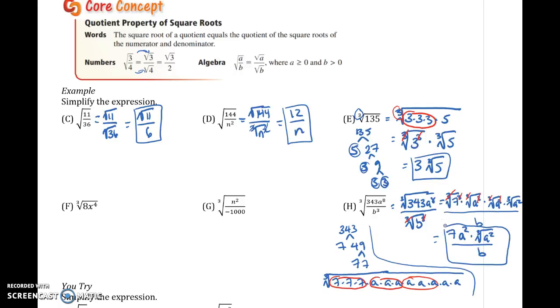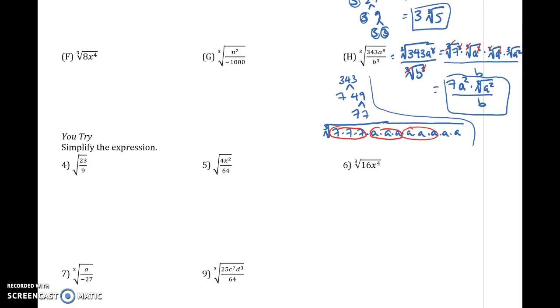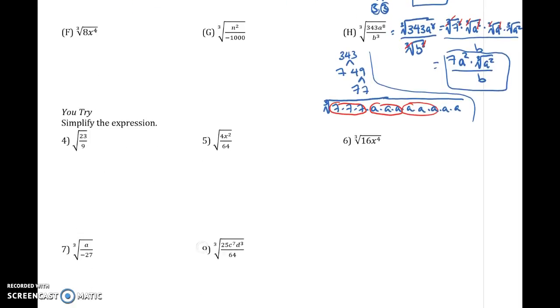All right? So we're looking for groups. That's the basic gist of the story. Go ahead and try 4, 5, 6, 7. Ooh, and that should say 8. And then we'll come back and check your answers.